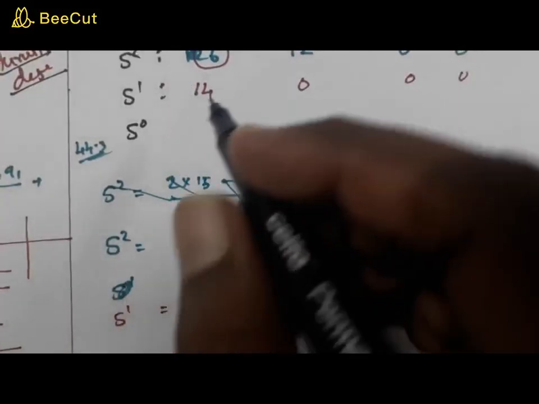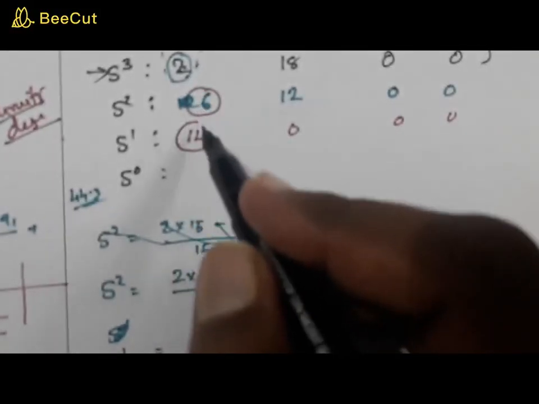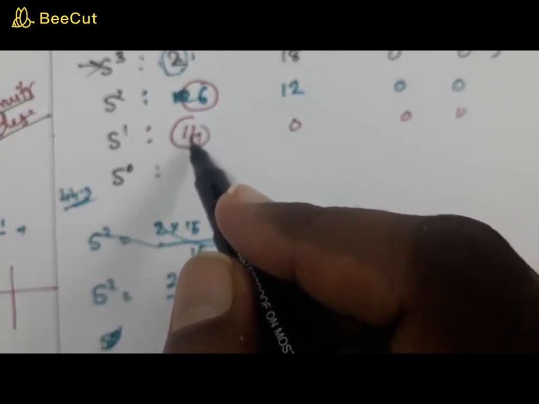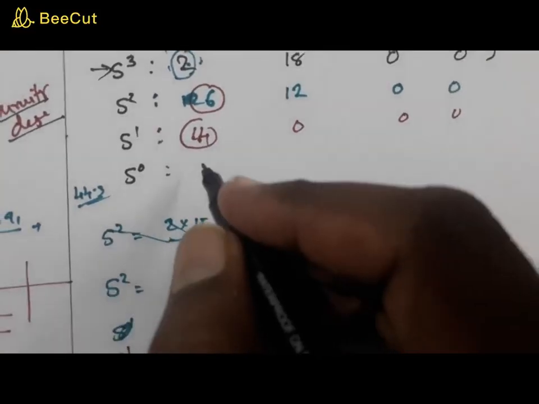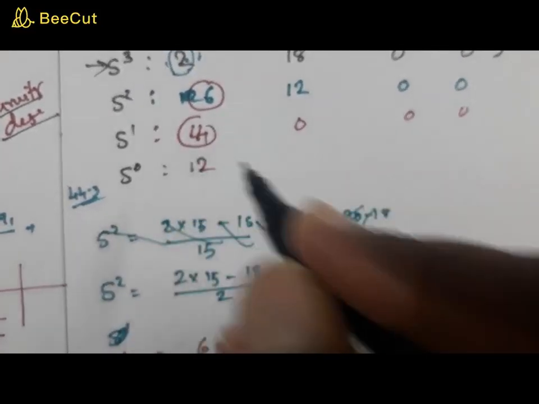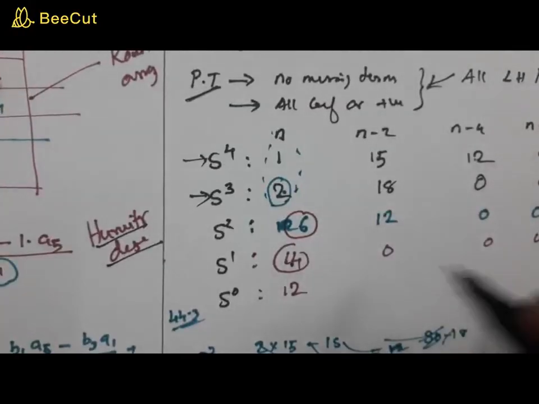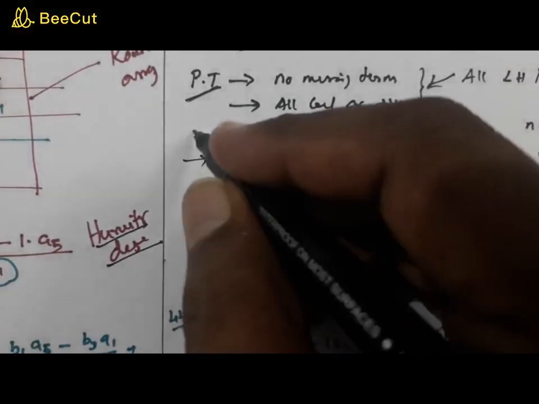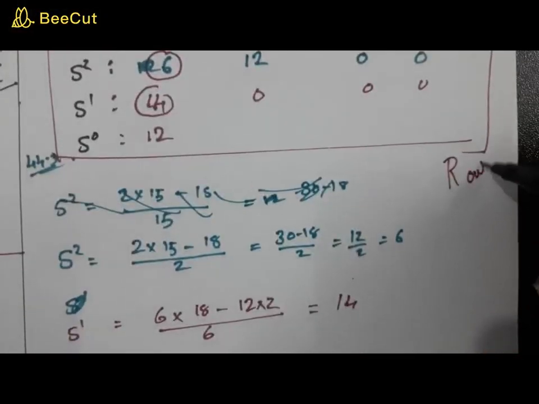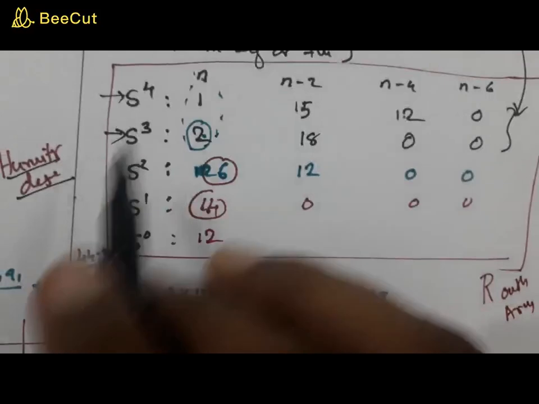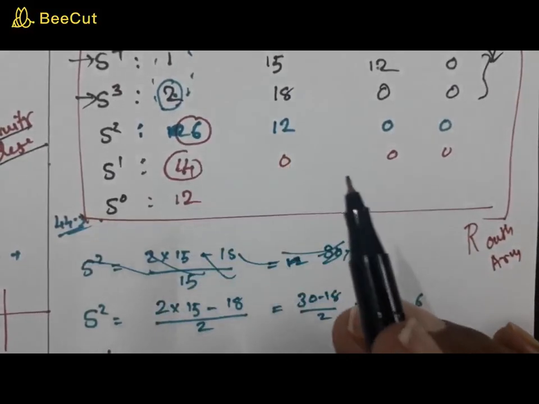Now what about s raised to 0? When you come to s raised to 0, you need to use the upper two rows. You can use this as the base: 14 into 12 minus 6 divided by 14. So the answer is going to be 12. Okay, right? Once this is formed, the array is what is called the Routh array. This is what is called a Routh array, and the Routh elements are found out by the Hurwitz determinant.